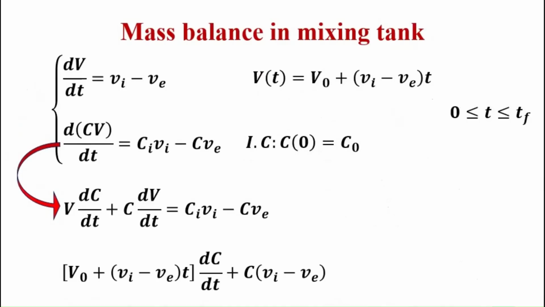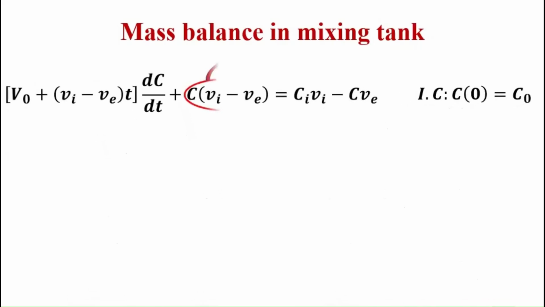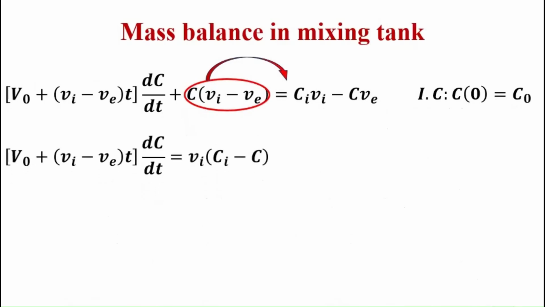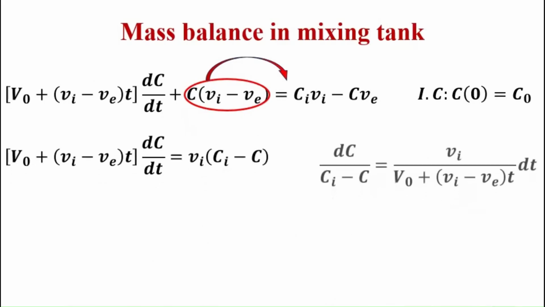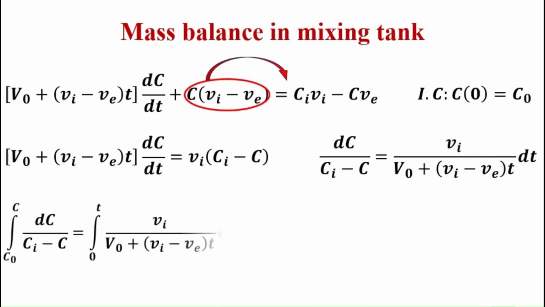With substitution and simple algebraic manipulation, we obtain a first-order differential equation describing the concentration as a function of time. This equation can be solved using separation of variables. By rearranging terms so that variables are separated, we can integrate both sides using the known initial concentration.